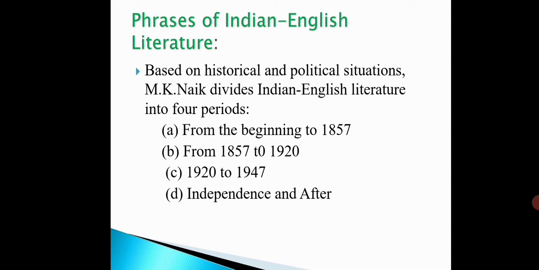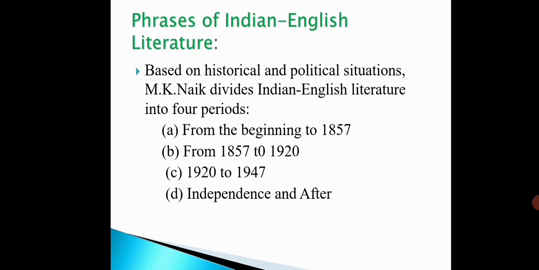Now friends, as far as Indian English literature is concerned, it is generally assumed that it starts from 1835, the year when Macaulay wrote his minutes. Based on the historical and political situations of India, M.K. Naik, one of the important critics of Indian English literature, has divided Indian English literature into 4 periods. The first period is from the beginning to 1857, that means from 1835 to 1857. 1857 is important as it is the year of the mutiny by the Sipahis.